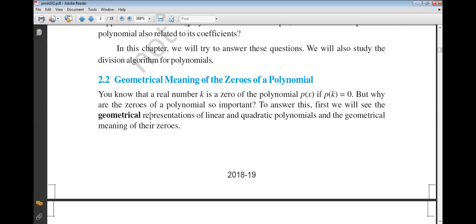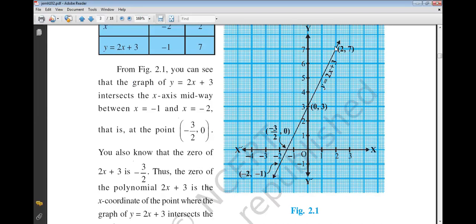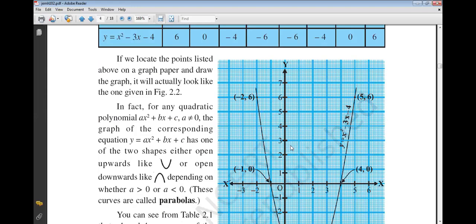Then we studied about geometrical representation. Now see, this is a graph. In the graph, you can see it's a graph of a linear equation, because the graph of a linear equation is always a straight line. Now for the geometrical representation, this straight line cuts the x-axis at one point. So from the graph, geometrically we can understand that this linear polynomial has how many zeros? 1.